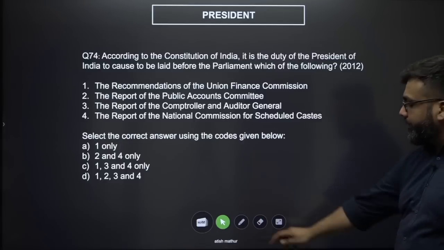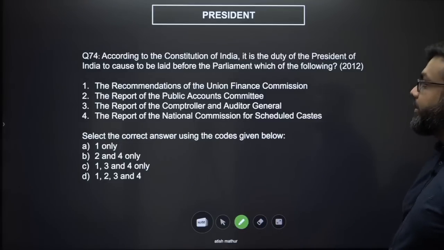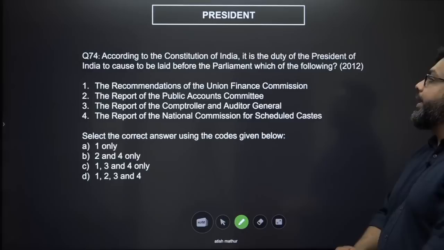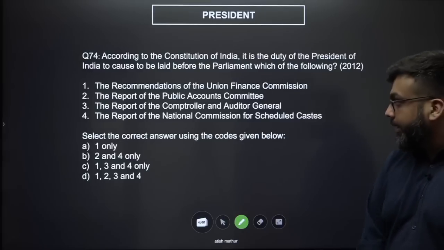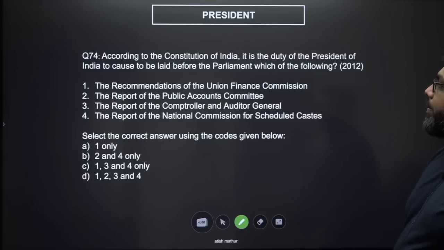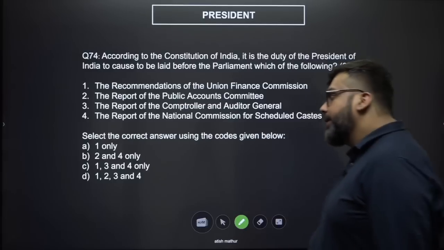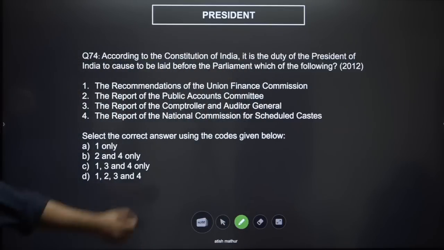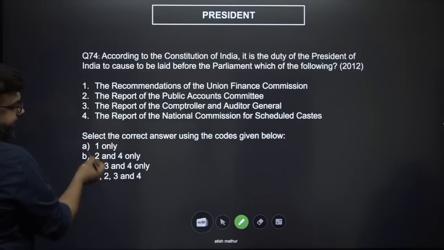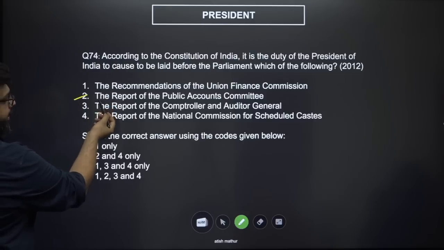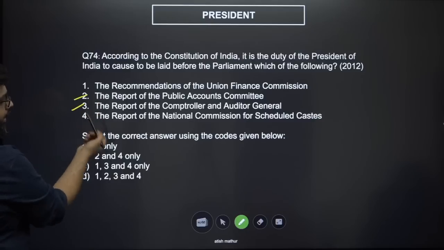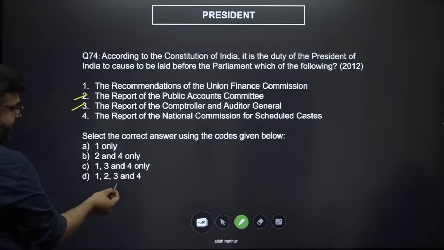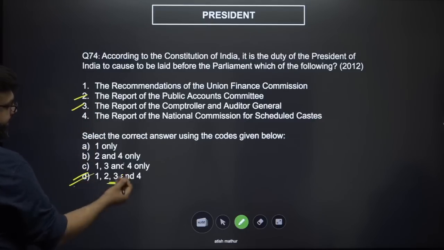According to the Constitution of India, it is the duty of the President of India to cause to be laid before the Parliament which of the following? Recommendations of the Finance Commission, Public Accounts Committee, CAG, reports of the National Commission for Scheduled Classes, right? Now, the Parliamentary Committee that looks into the CAG reports. If 2 is correct, 3 is definitely correct. 2 and 3 are only here together, so the answer automatically becomes D.